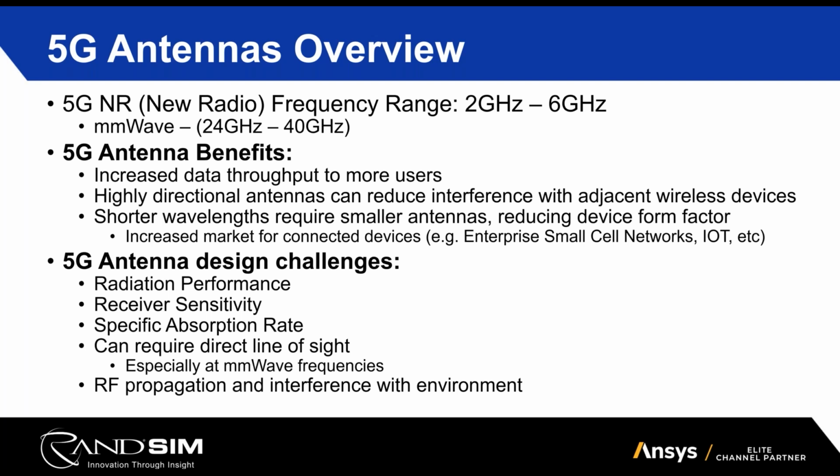And the way that we can do that is that we need to have antennas that work for that. So we often see very highly directional antennas that can reduce interference with other wireless devices. And we also have the ability to shrink down these devices, because at higher frequencies, it necessitates a smaller antenna typically. And so that allows us to reduce the form factor.